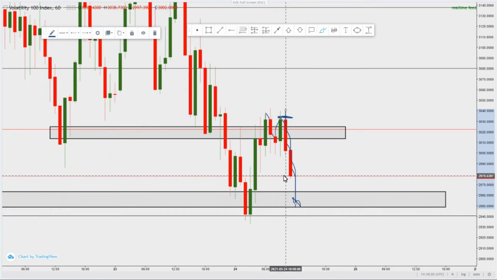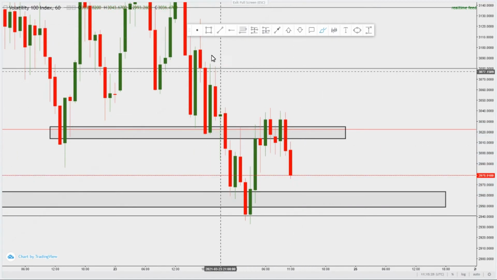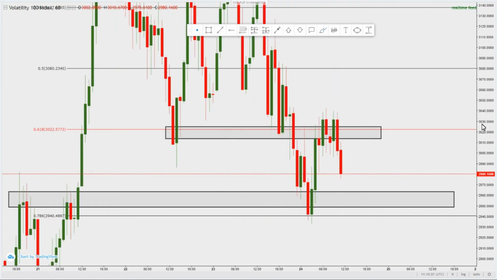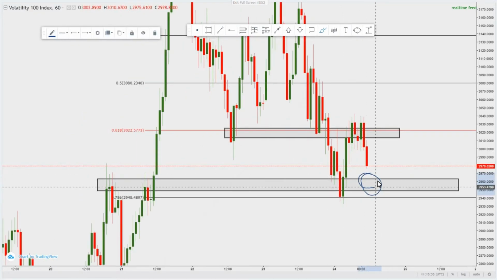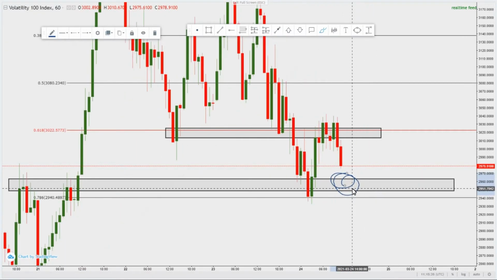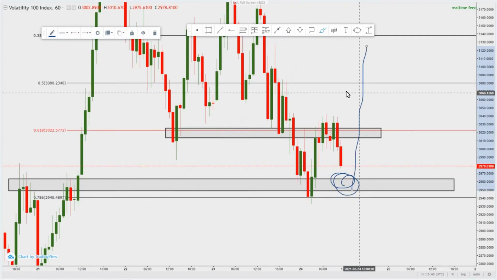But since I've missed it, how I'll be anticipating making an entry in this market is I'll wait and see how price will react if price gets to this point. Price might form a double bottom from here and explode all the way to the upside.